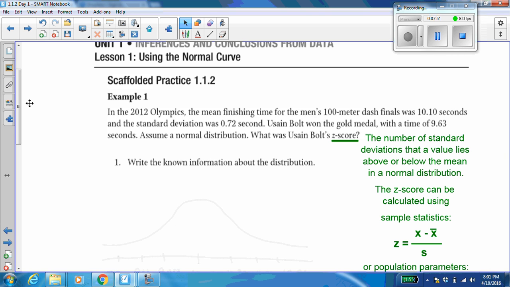Assume a normal distribution. What was Usain Bolt's z-score? So first of all, what the heck is a z-score? Well, the technical definition of a z-score is the number of standard deviations that a value lies above or below the mean in a normal distribution. So we've actually already been writing down z-scores.